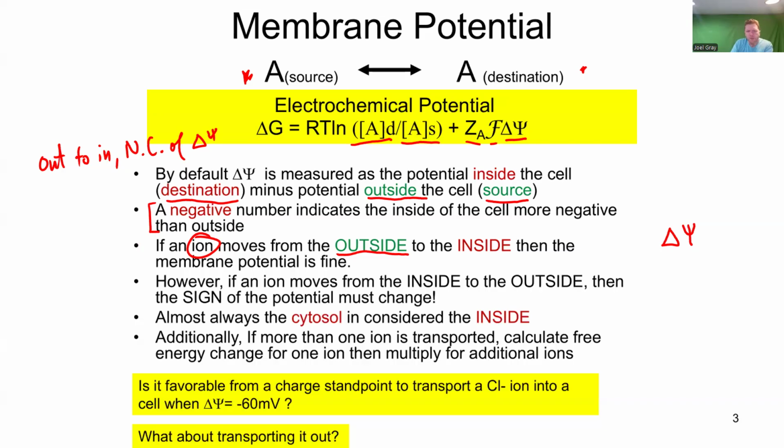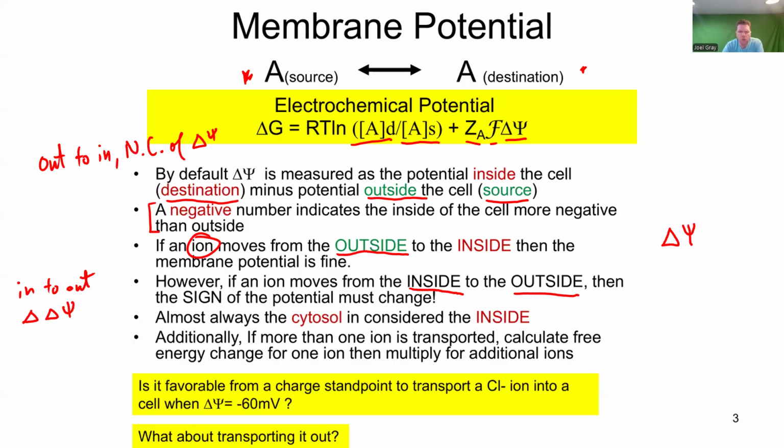However, if an ion moves from the inside to the out, then the sign of the potential must change. So in to out, then we have delta delta psi. We change delta psi. Almost always, the cytosol is considered the inside of the cell. Additionally, if more than one ion is transported, calculate the free energy change for one ion, then multiply for additional ions.